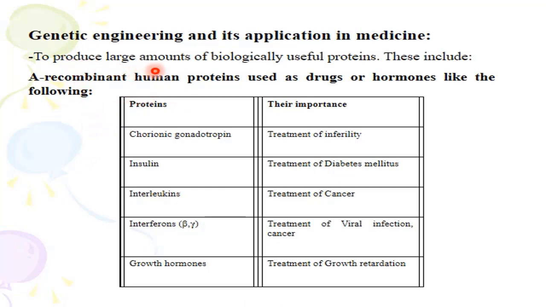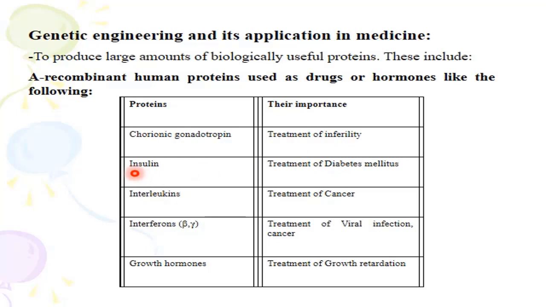First, to produce large amounts of biologically useful proteins. These include recombinant human proteins used as drugs or hormones, like the following. For example, chorionic gonadotropin, HCG, which is used in the treatment of infertility.